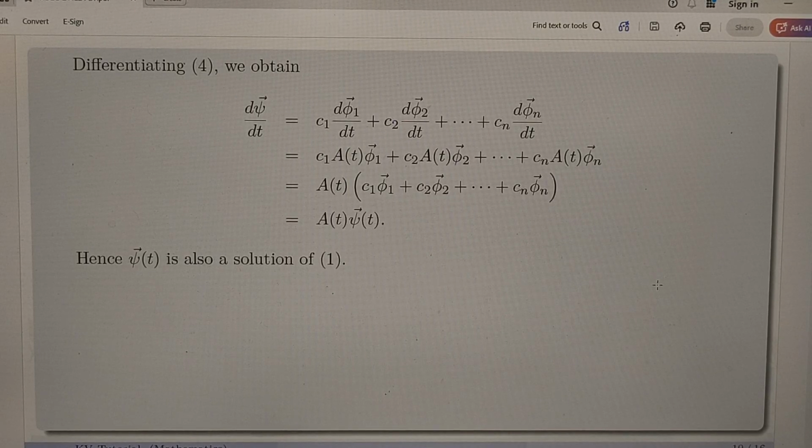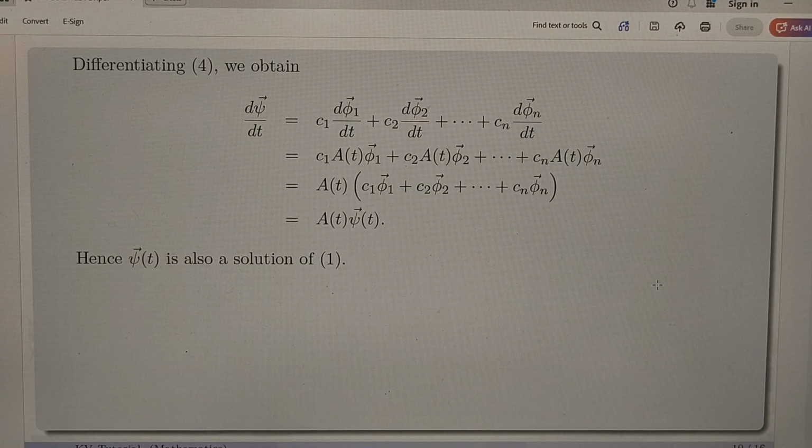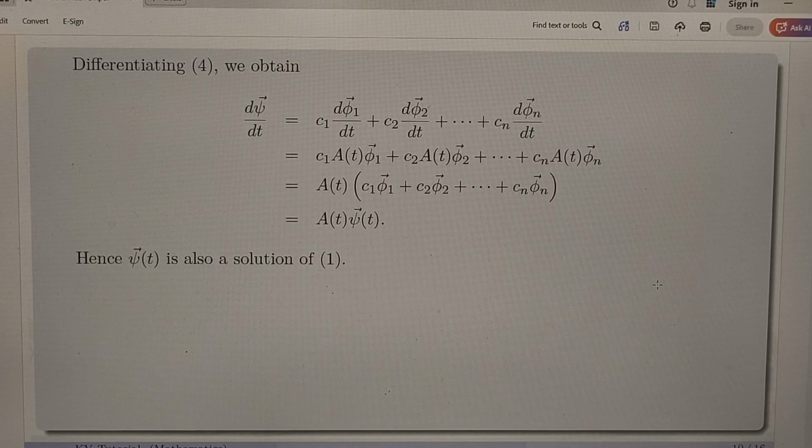Okay, up to n terms. So using the property dφ/dt equal to Aφ, we get the second line. Then taking A(t) common, we get A(t) into [C1 φ1 plus C2 φ2 plus ... plus Cn φn], and this combination we already considered as ψ(t). Therefore dψ/dt equal to A(t)ψ(t). That means the solution ψ also satisfies the differential equation dψ/dt equal to A(t)ψ(t). So ψ is also a solution.